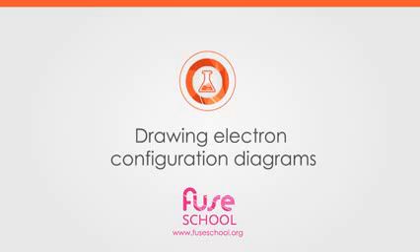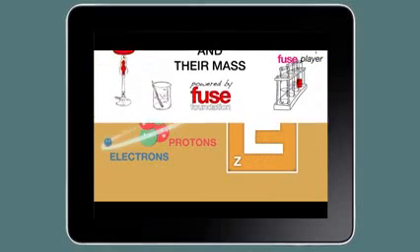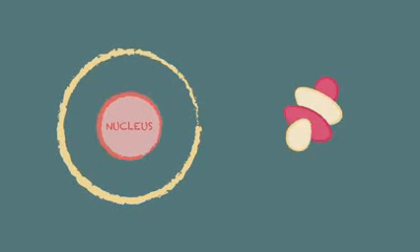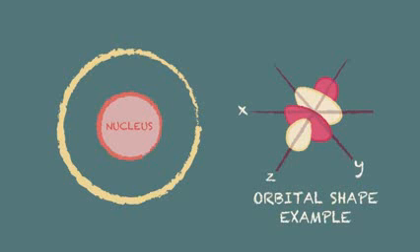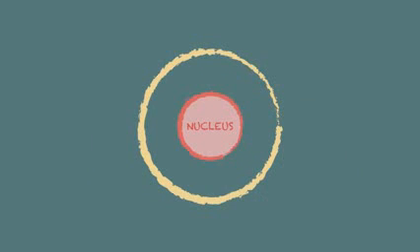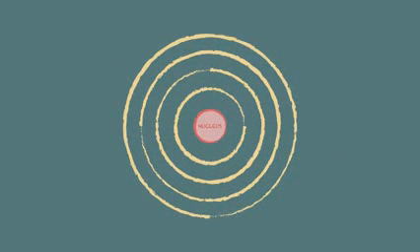You'll need to be familiar with the structure of an atom before going any further, and you may wish to look at the lesson Parts of an Atom, Their Charge and Their Mass first. Electrons are arranged in energy levels or shells around the nucleus of an atom. The actual orbit shapes are a bit too complicated to cover in such a short lesson, but on average the orbital radius increases as the energy levels increase.